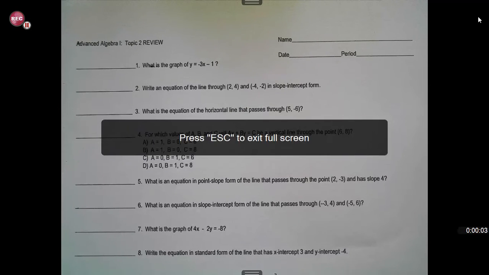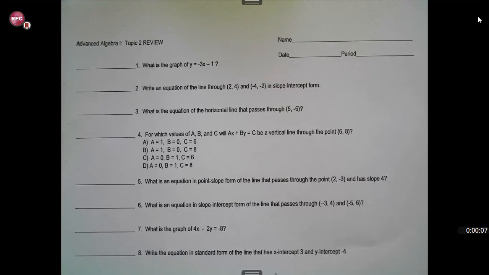This is our topic 2 review for our advanced algebra 1 test coming up. I didn't leave enough room on here for me to show my work on this paper, so I'll be doing that on a separate sheet of paper.